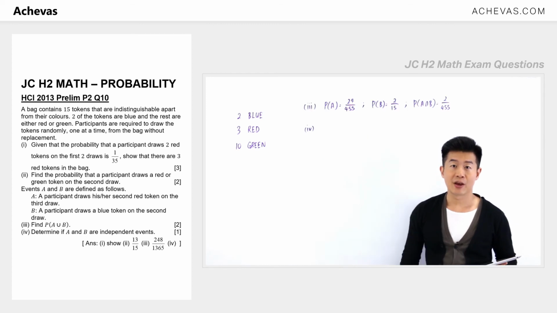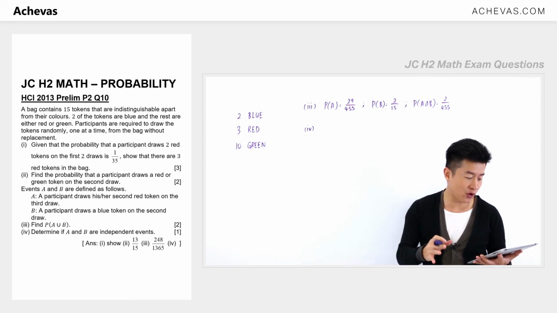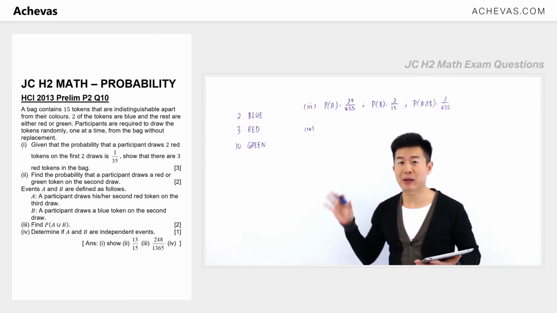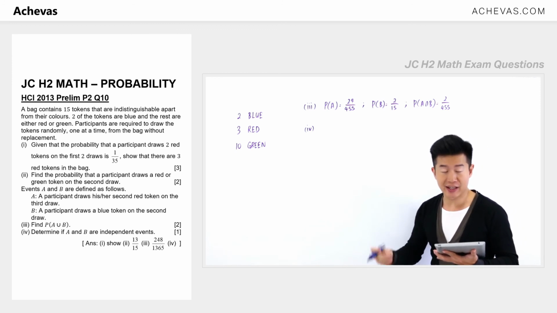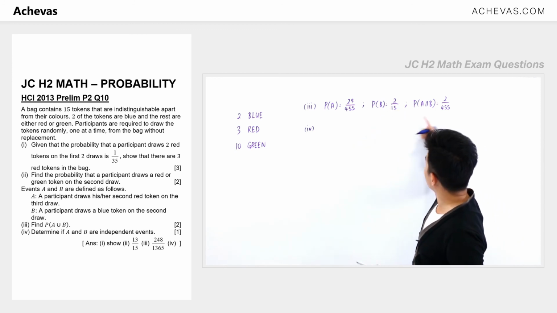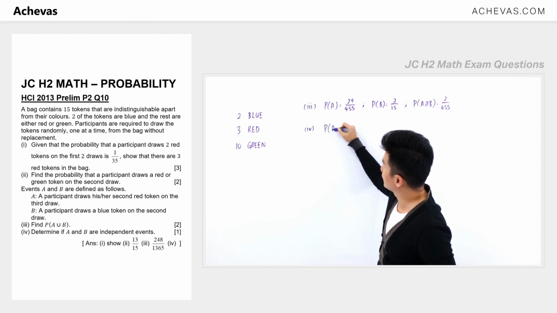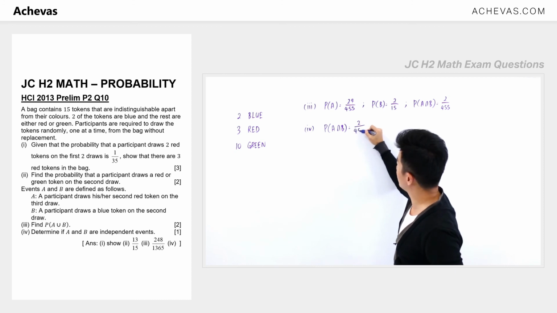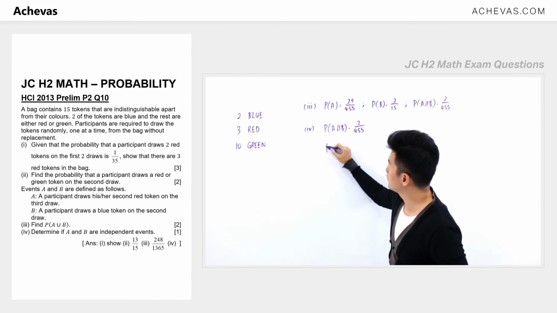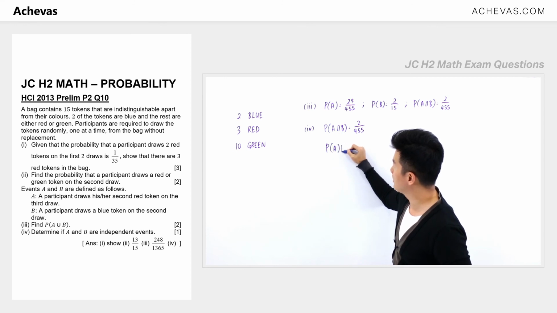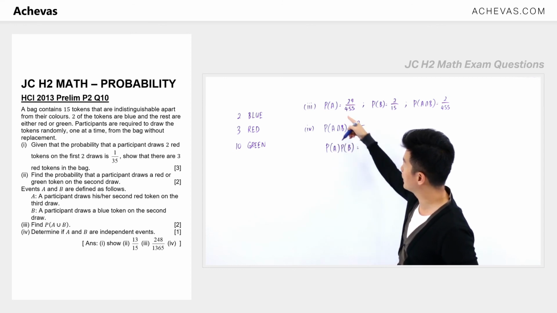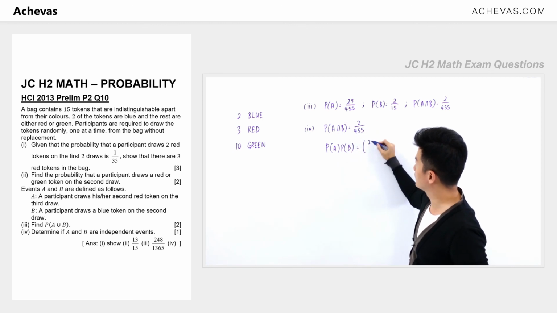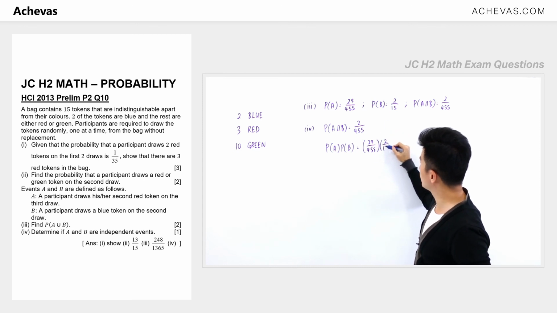There are two tests that we have discussed in our outline about the test for independence. I'm going to use one of them here to test whether events A and B are independent of each other. First, from part 3, we have the fact that probability of A intersect B is equal to 2 over 455. I'm going to compare this to probability of A multiplied by probability of B. From part 3, probability of A is 24 over 455, and probability of B is 2 over 15.